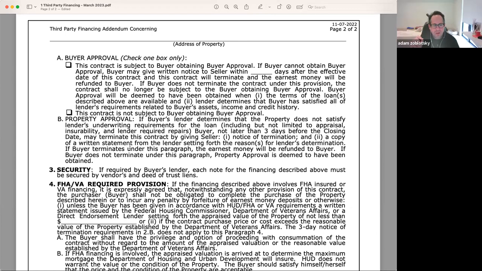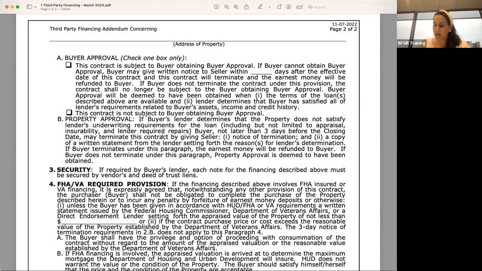Zorine, question. B is property approval. It's inspection contingency, isn't it? I mean, appraisal contingency. Appraisal contingency. That's what I meant. Yes. Okay. And so the next document we're going to talk about waives the appraisal contingency. So we'll get there.